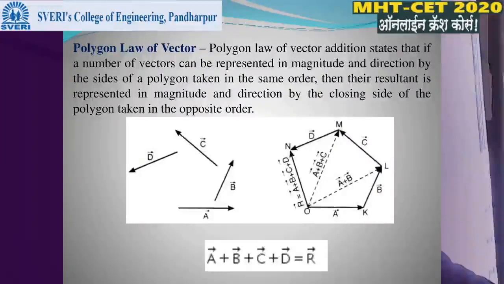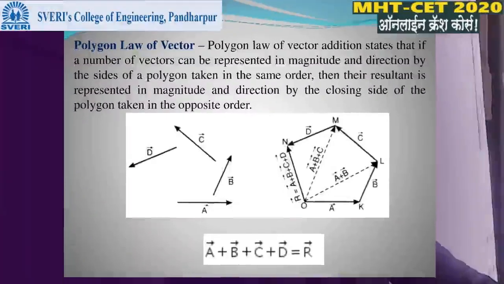See here in the below figure, A bar, B bar, C bar and D bar. These are the different vectors, and your resultant vector is R bar. How do we find the vector R bar? R bar is A bar plus B bar plus C bar plus D bar. This is your resultant vector R bar. This is your polygon law of vector.